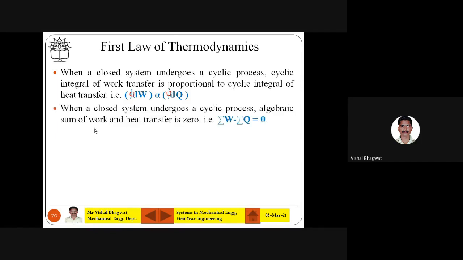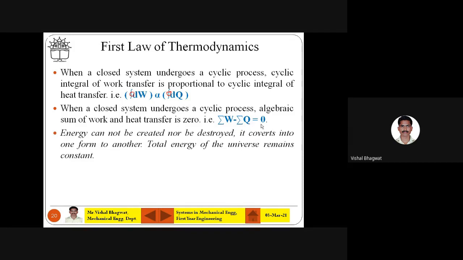Then you will see another way the statement can be represented. When a closed system undergoes a cyclic process, the algebraic sum of work and heat is zero. That is, the summation of W minus the summation of Q is equal to zero, again when it is undergoing the closed cycle. That means work and heat are the same. Whatever heat is supplied to the system, it will produce some work.